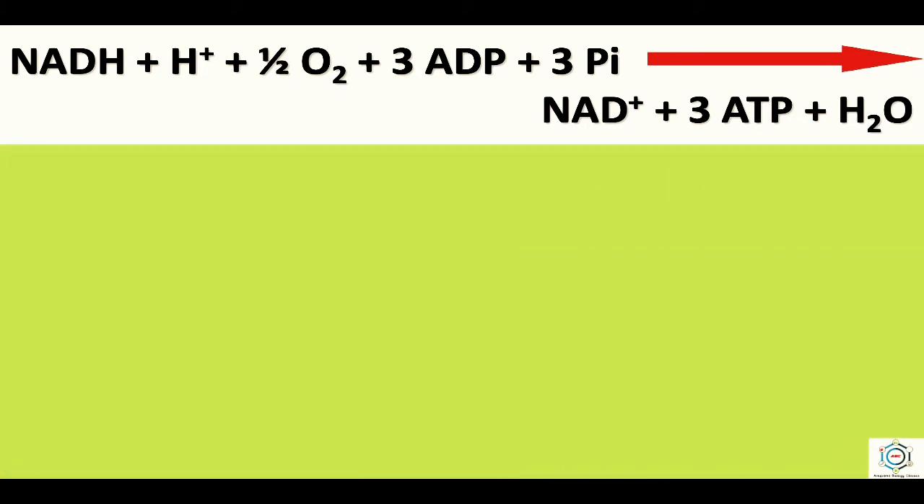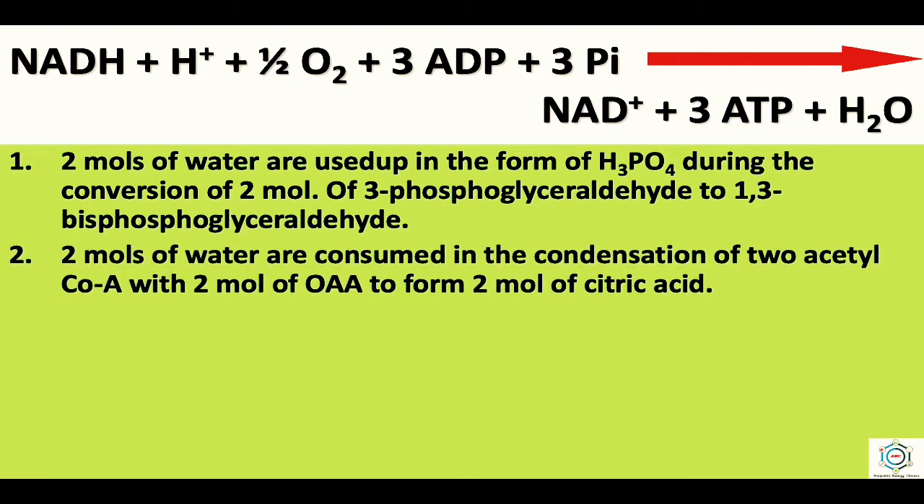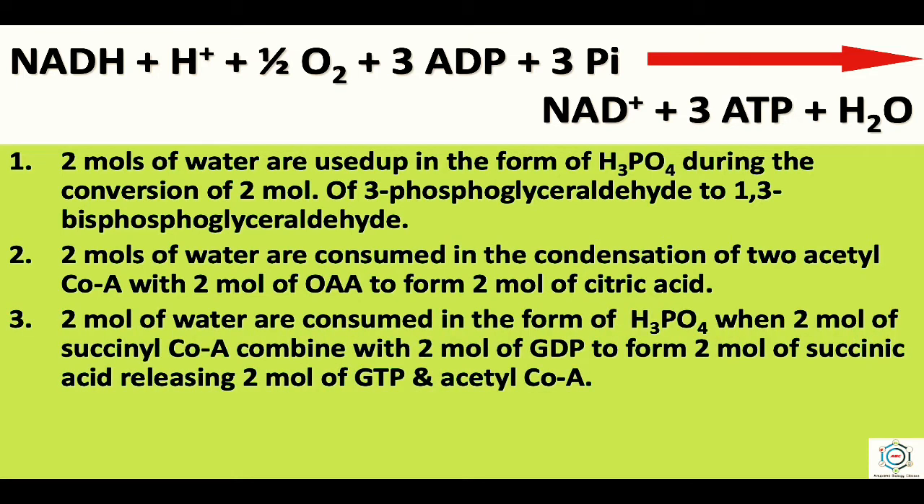Out of 14 H2O molecules, 8 of them are consumed directly in the reactions. Like, 2 molecules of H2O are used in the form of H3PO4 during the conversion of 2 molecules of 3-phosphoglyceraldehyde to 1,3-bisphosphoglyceraldehyde. 2 molecules of water are consumed in the condensation of 2 acetyl coenzyme A with 2 molecules of oxaloacetic acid to form 2 molecules of citric acid.